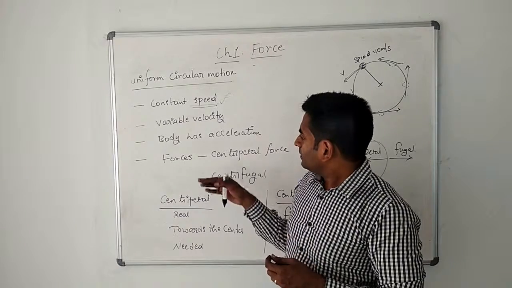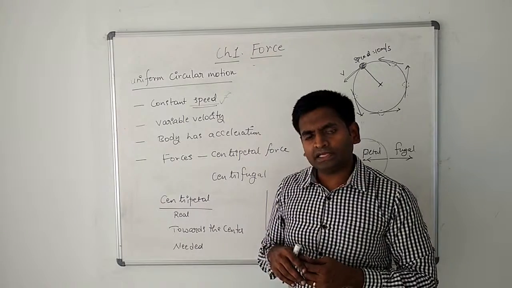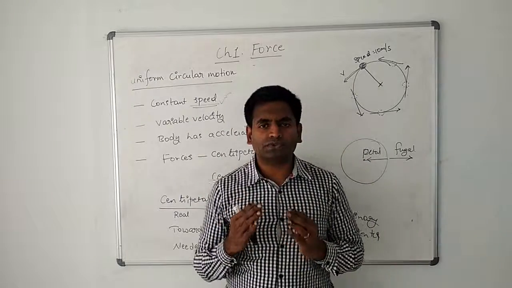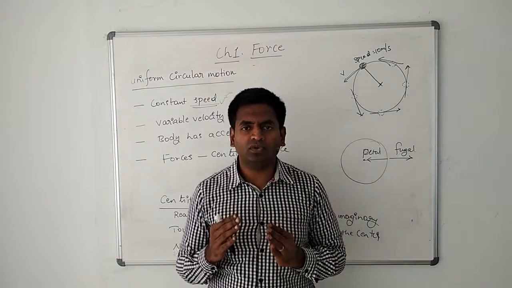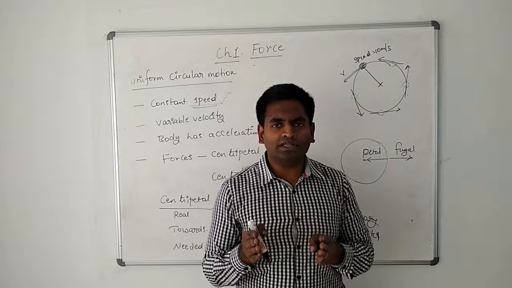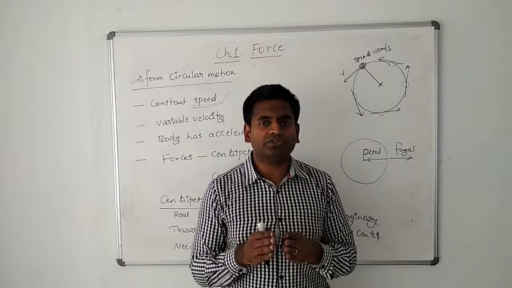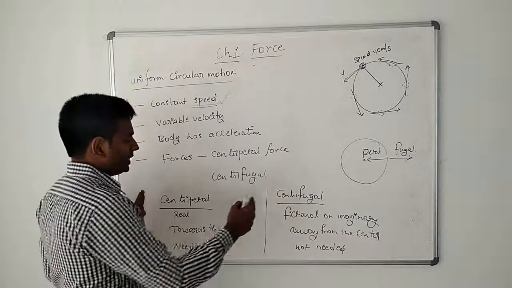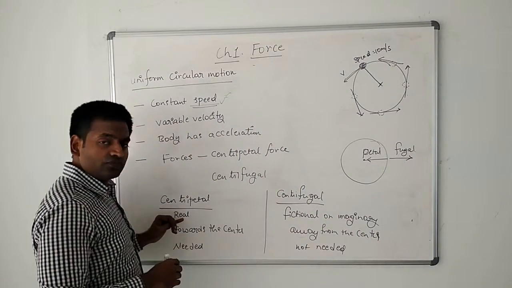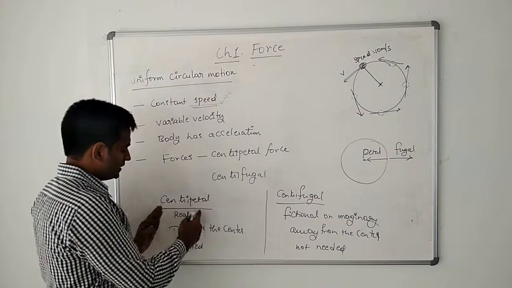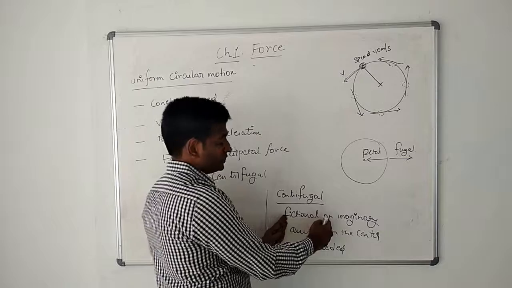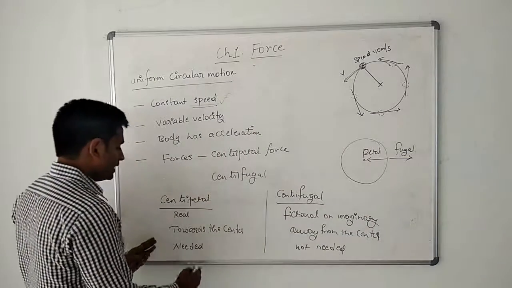And then what are the forces present in a uniform circular motion? You come across two forces, one centripetal force and a centrifugal force. It is important to understand the difference between a centripetal force and a centrifugal force. Centripetal force is a real force. Centrifugal force is a fictitious force or an imaginary force.